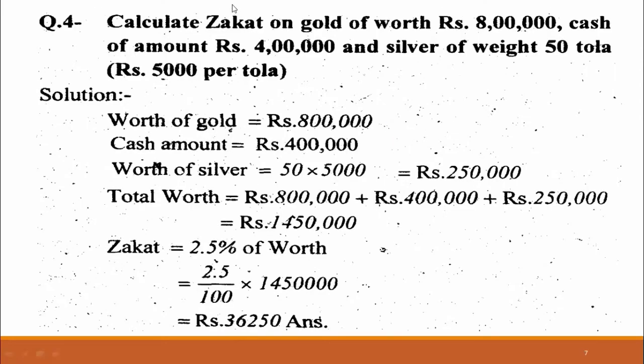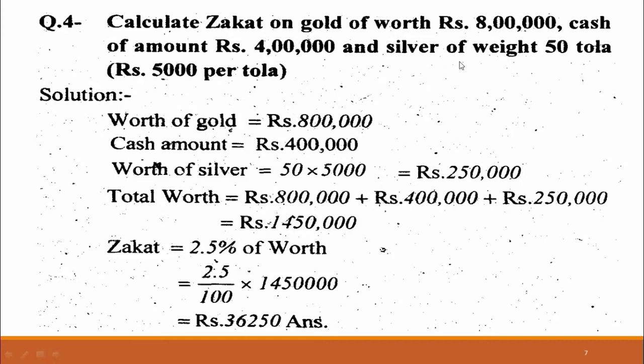Now, the next question: how to calculate zakat on gold worth Rs 800,000, cash of amount Rs 400,000? So this is 8 lakh and 4 lakh. And silver of weight 50 tola, and the price per tola is 5,000. So first of all, find the total amount. Gold is equal to 8 lakh, cash amount 4 lakh, and the silver amount.